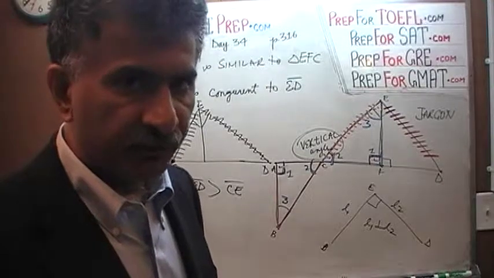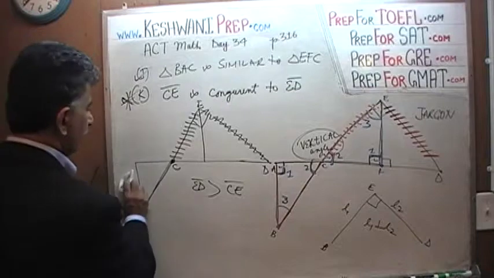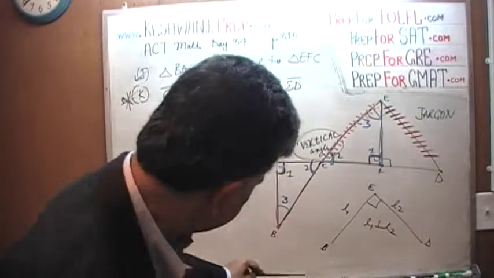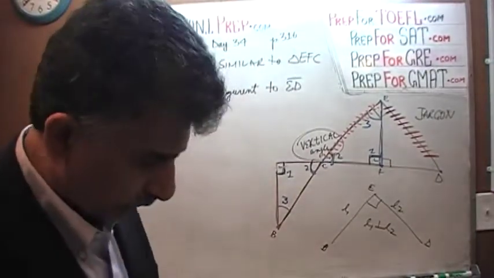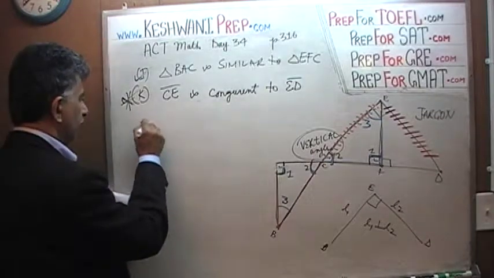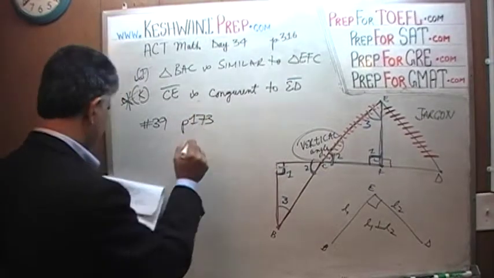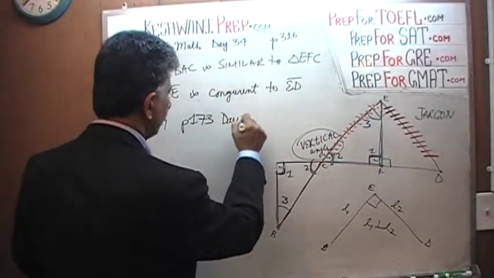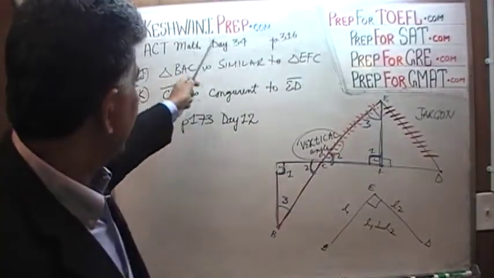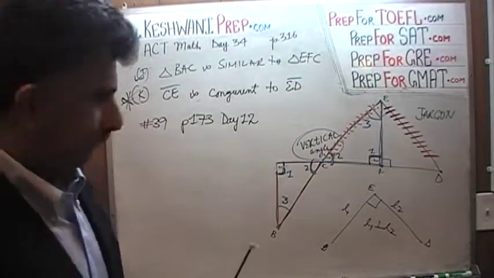In order for you to better understand the concept, I would like you to watch the 3 videos I'm going to put on the blackboard. Let's put them here. Similar triangle is what we're trying to understand. If you watch question number 39 on page 173, which was something that we did on day number 12, just type in ACT Math day 12, and you will find the video dealing with the concept of similar triangle, which was from exam number 1.